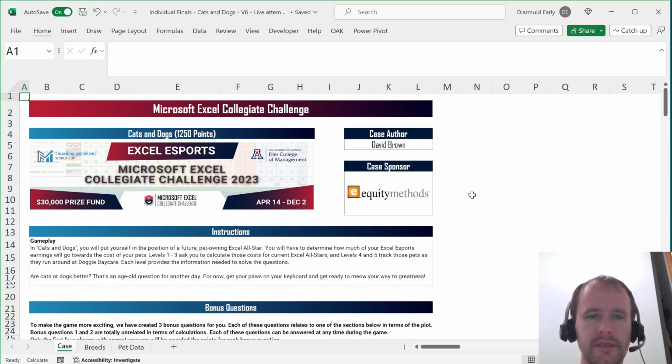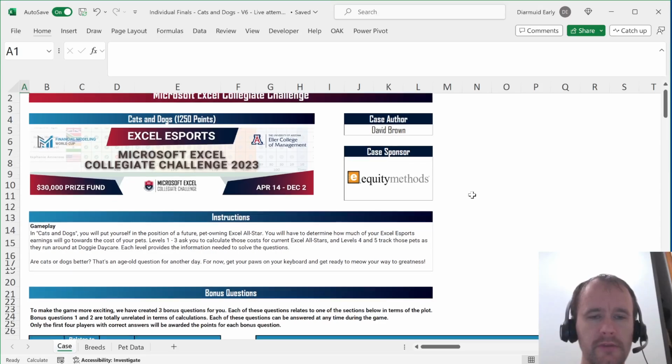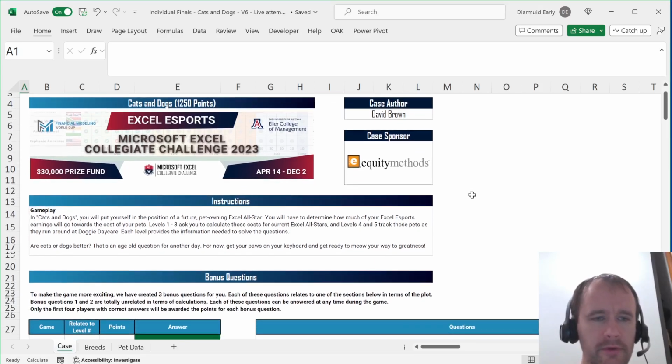But I think the idea is that they're going to have 5 minutes or a few minutes to read through and then half an hour to solve. So I'm going to give myself the same. So let's start by seeing what this is.